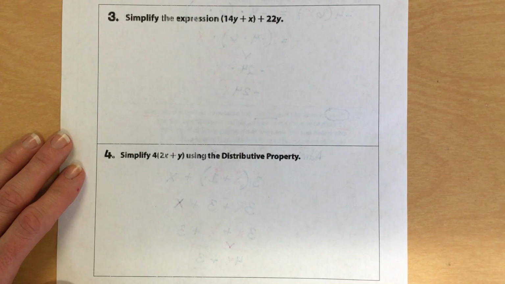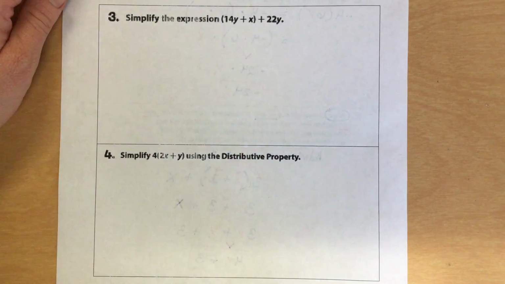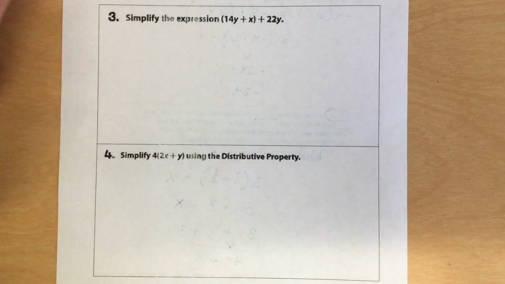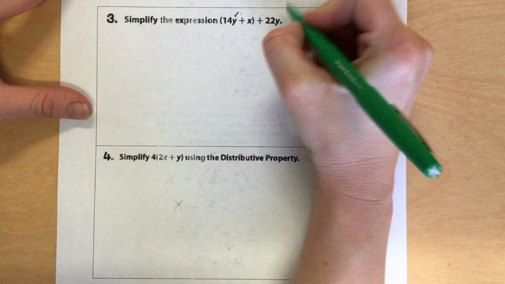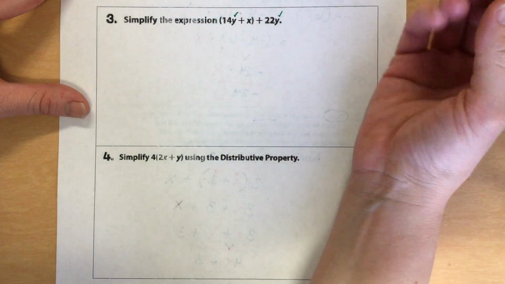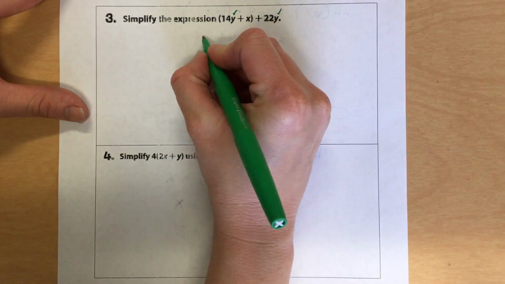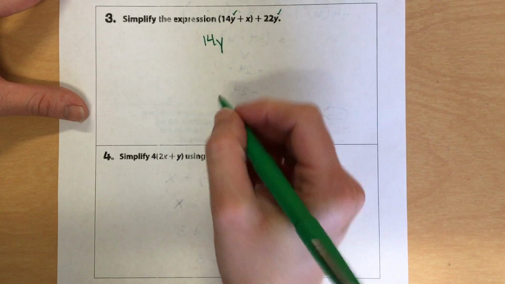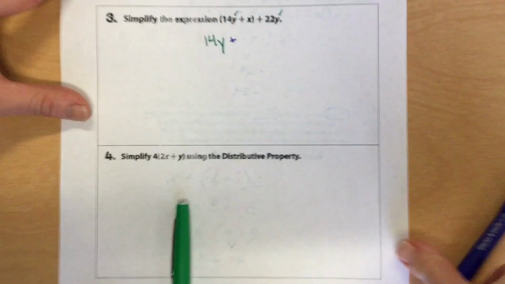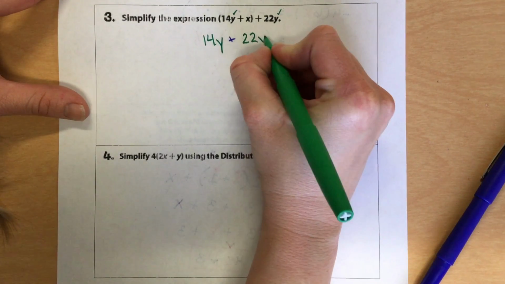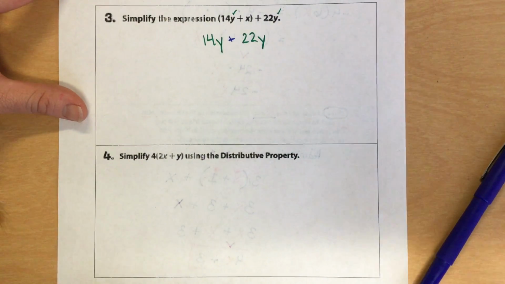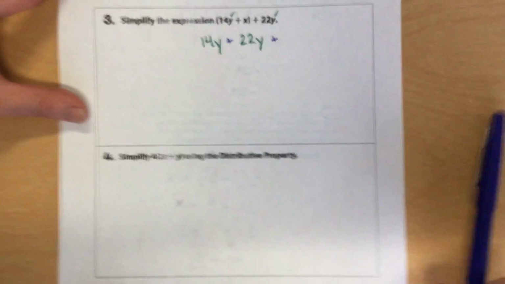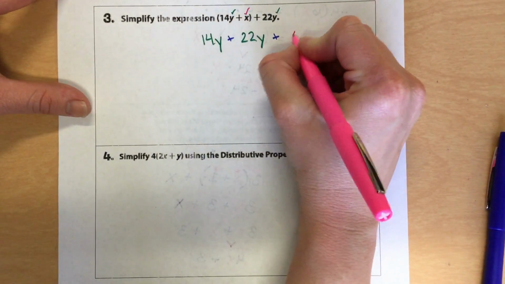Okay. First, we're going to use the commutative property to move our like terms closer to each other, just like we did before. Okay. So what do we have more than one of? Well, here I have the variable y and the variable y. So we're going to move these terms to where they're in order. Okay, so I have 14y plus 22y plus x. We only have one x.